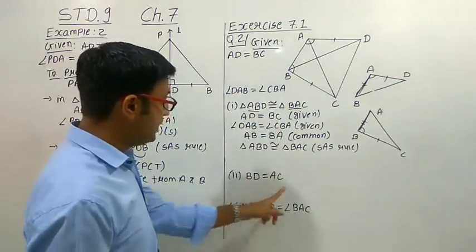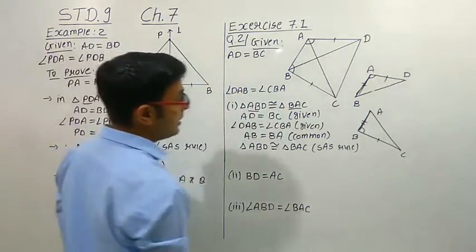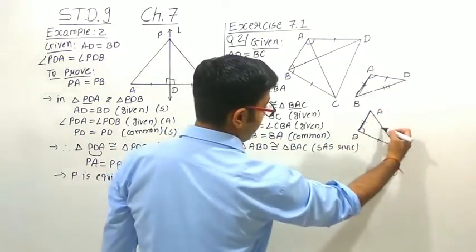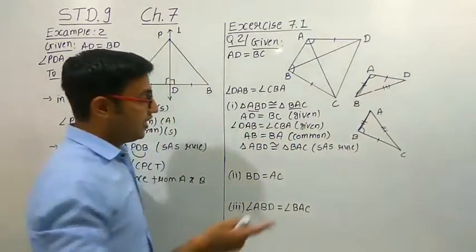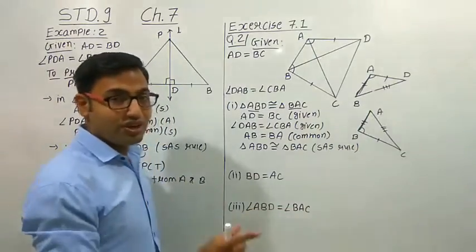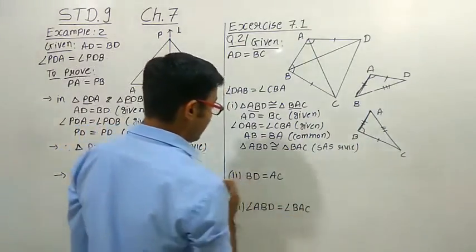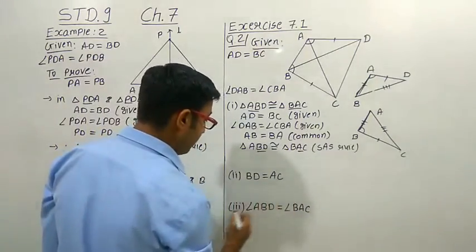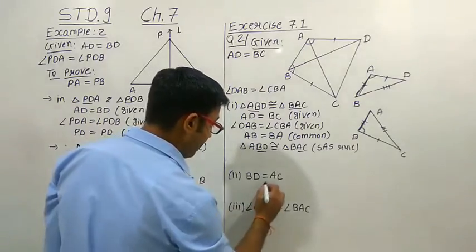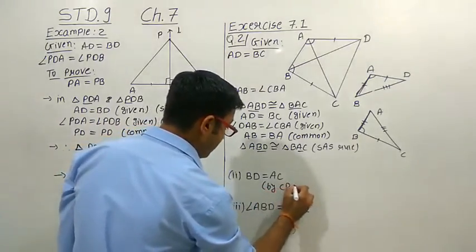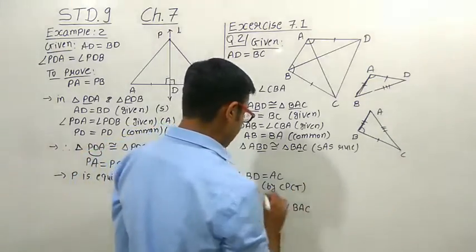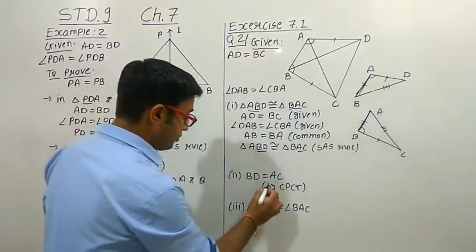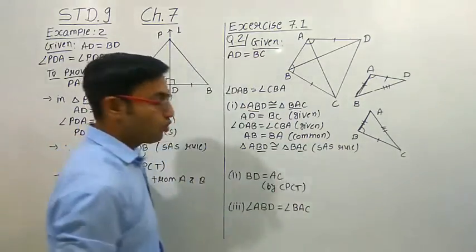The second thing we have to prove is BD and AC. Now what can we say about BD and AC? This side BD and this side AC. If two triangles are congruent, their corresponding parts are equal. So obviously the BD side and AC side will become equal. We can write that BD is equal to AC by CPCT, because we already proved here that both the triangles are congruent.